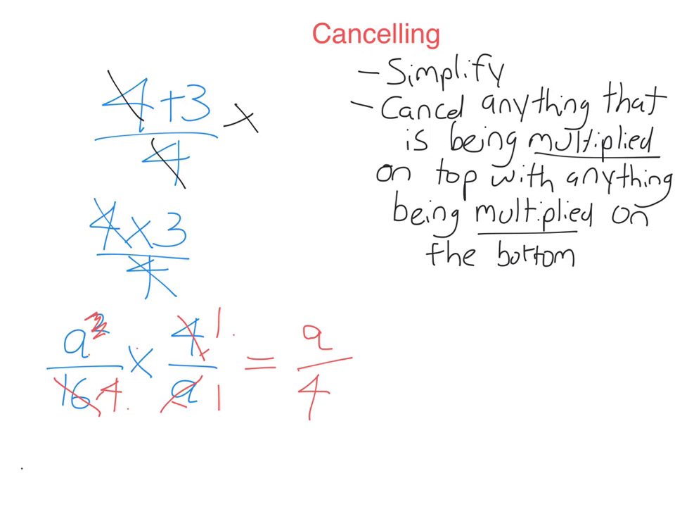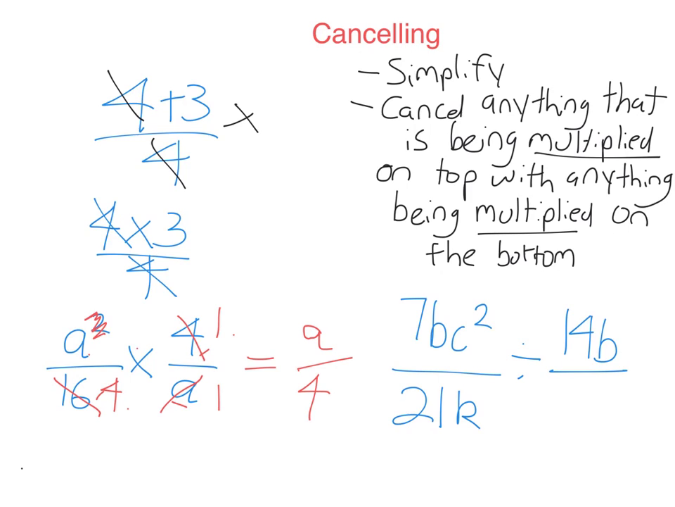Let's say I had something like 7bc squared over 21k divided by 14b over 28k, something like that. I'm just making these up. So of course, what I do is exactly what I showed you before. I change the division sign into a times, and I have to switch the numerator and the denominator. Okay, so that's only one extra step, and now I do what I did in the previous question.